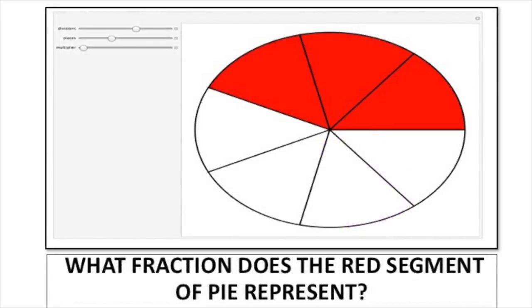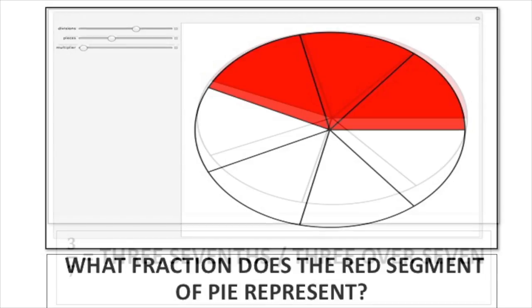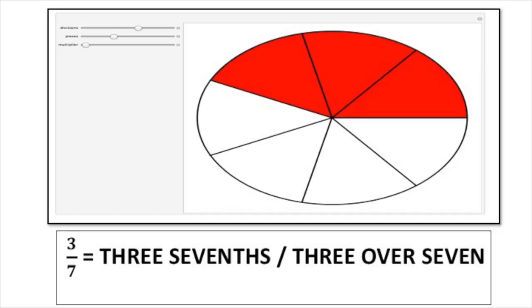Now, quiz time. Look at the red pieces of the circle, guys. Who can tell me what fraction the red segment of the pie represents? Any ideas? 3 over 7. See, don't make the mistake of just counting red and white. First of all, what we need to do is count the total number of segments. That's our denominator. Then look at the parts in red. So one more time. 3 over 7. Correct. Well done, guys. 3 red parts and the total parts, 7. You see? 3/7. Next one.